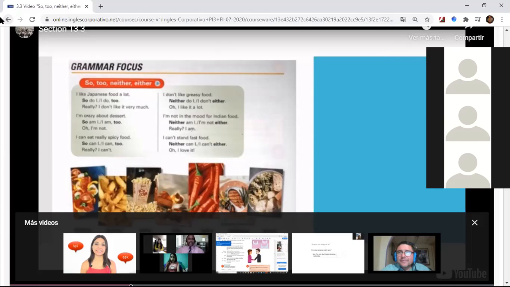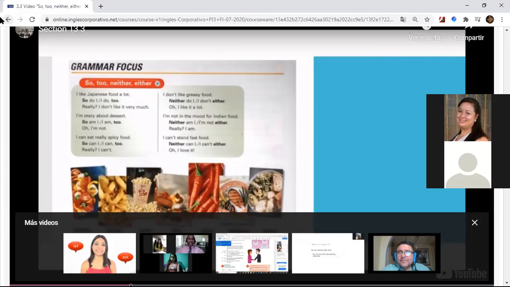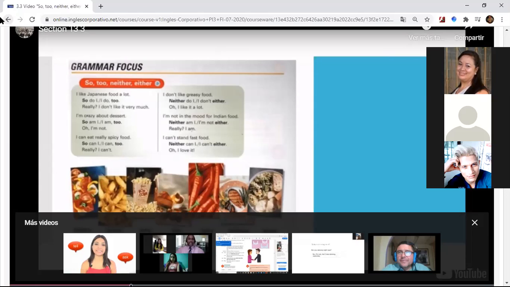And we're going to finish with Sarai. Sarai, please. Hello, Sarai. Hello. Okay, listen. The sentence is, I went to Metapan yesterday. Neither when I. No, it's affirmative. I went to Metapan yesterday. So when I. What is the auxiliary we use with the simple past, Sarai? Did. Did, correct. Now again. So did I. Excellent. I did too. Excellent.